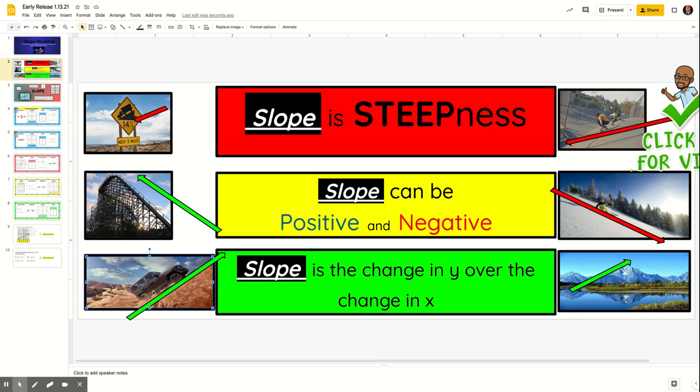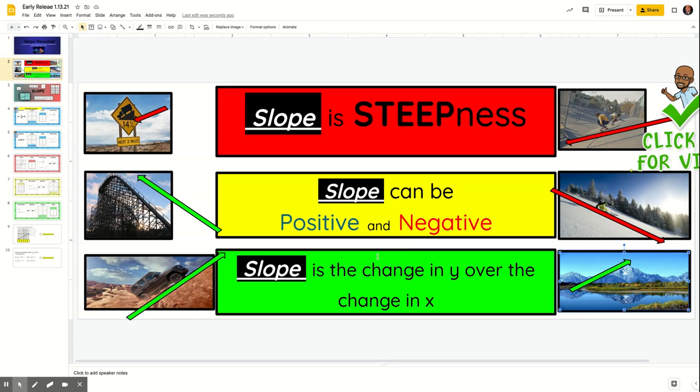Okay, off-road enthusiasts think about it when they're going off-roading, like with their big Jeeps or trucks. Skateboarders use it for speed, skiers for skiing, and then when you climb a mountain. So slope is steepness. It can be negative, as you see with these red ones, and it can be positive, like you see in these green ones.